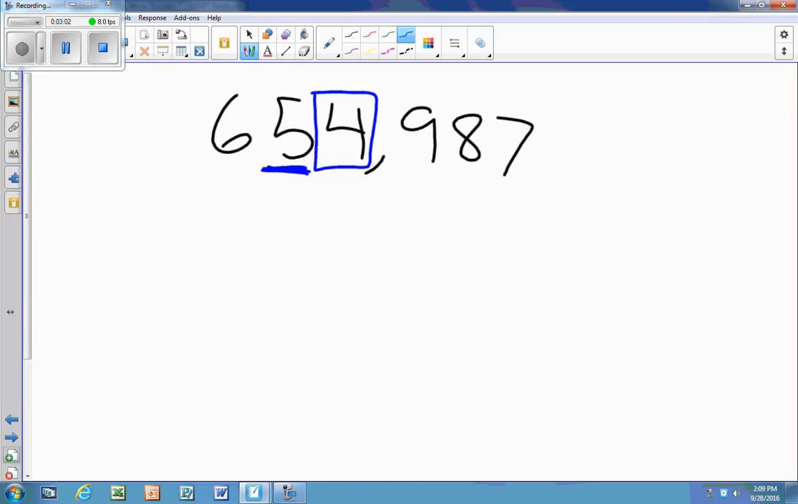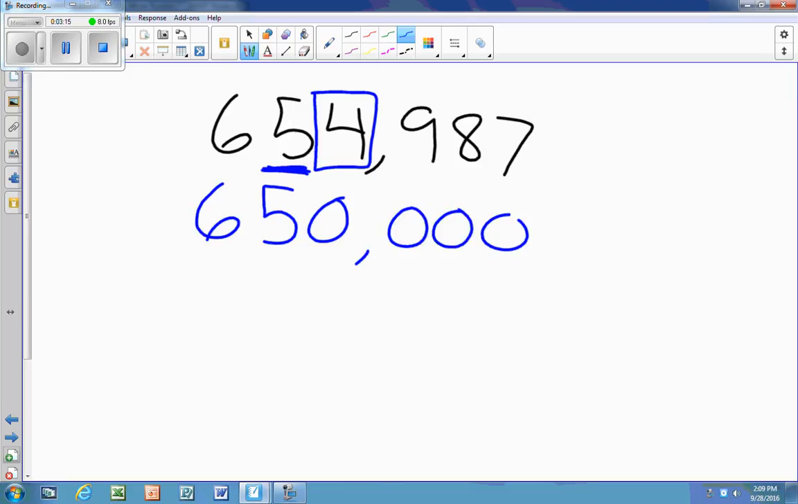5 or more, up the score. 4 or less, let it rest. Well, this 4 is 4 or less, so it's going to let my 5 rest at a 5. Everything to the right becomes a 0. Everything to the left stays the same.